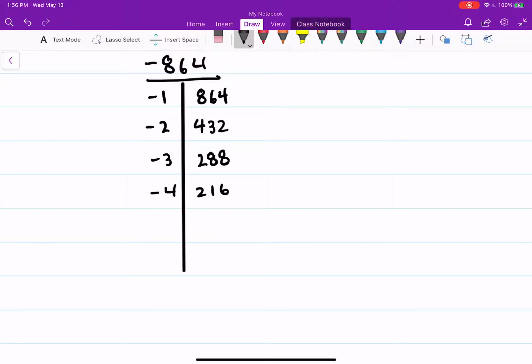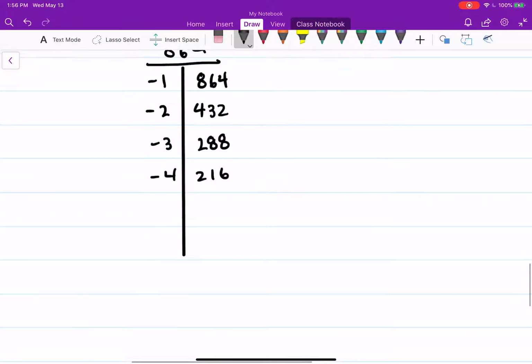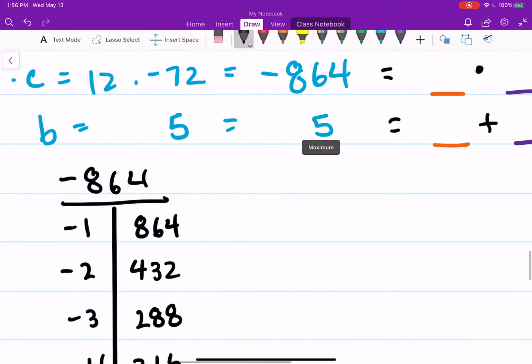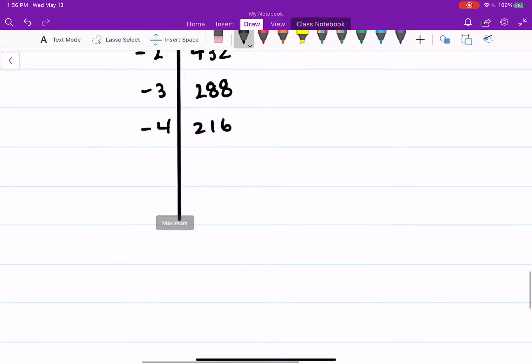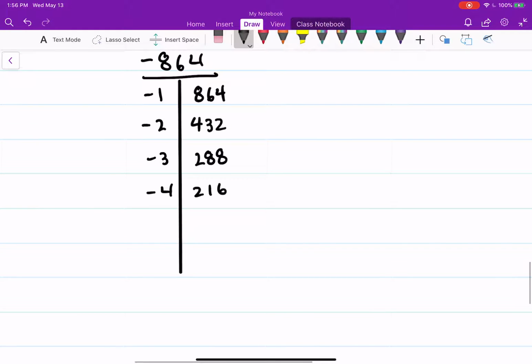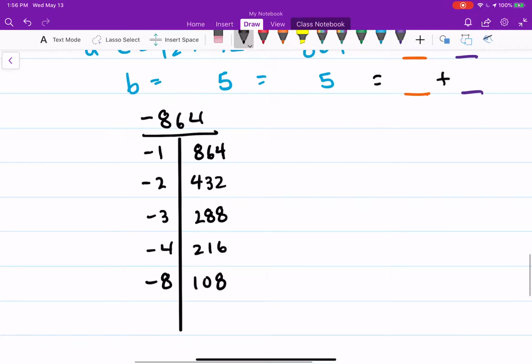All right, so here's where I'm starting to think. I need the left side of the number getting smaller, or in the negative, so bigger really, and the numbers on the right to get smaller so that we can get closer to a difference of 5. So let's try negative 8. 864 divided by negative 8 is 108. Well, that's still 100 versus 5.